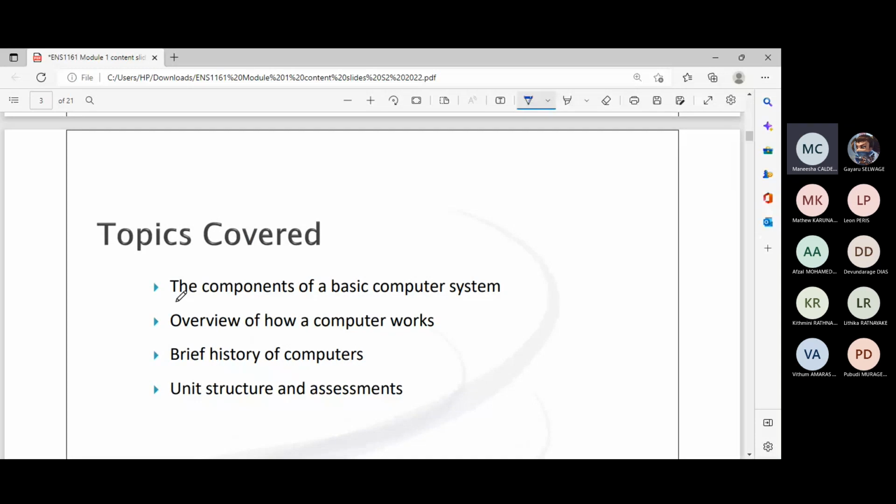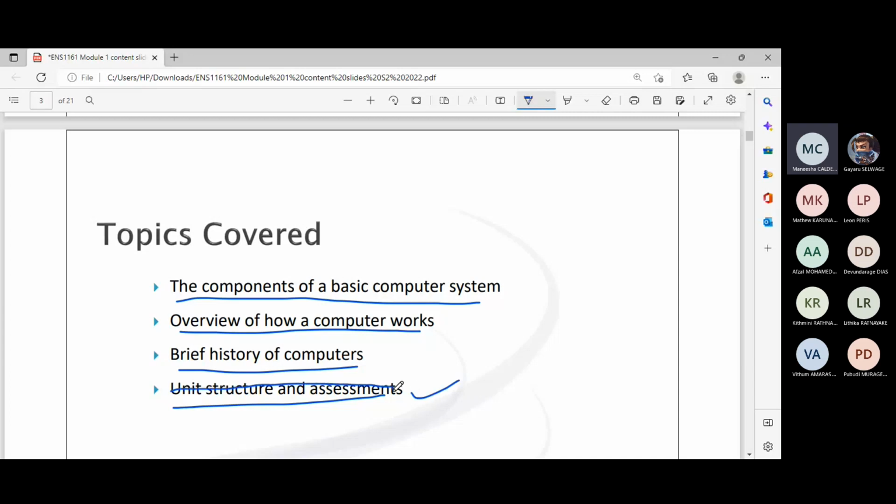The topics covered are the components of a basic computer system, overview of how a computer works, brief history of computers, unit structure and assessment. We have almost discussed this one, so I'm not mostly focused on this one. For the history, I don't want to have a discussion, but I will give a couple of minutes as a team to work on it, and you should be able to complete that activity during the class. And I will share a 365 Office document among each and every team, so you could add the content into that.